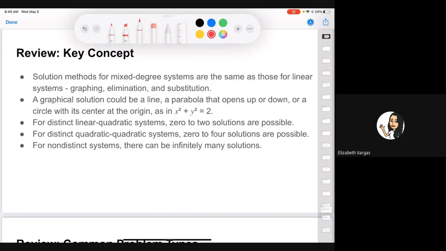For distinct linear quadratic systems, 0 to 2 solutions are possible. For distinct quadratic systems, 0 to 4 solutions are possible. And for non-distinct systems, there are infinitely many solutions. So basically, we identified how many different types of solutions we can get. And so that's what it is reviewing.